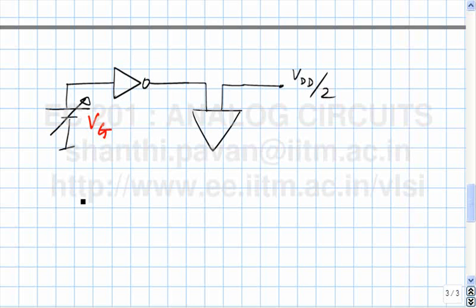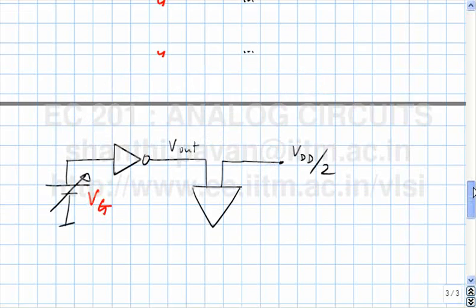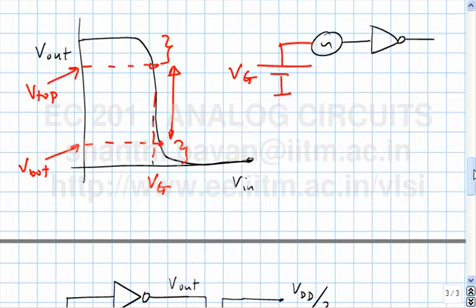And go and tweak Vg based on the difference between the output voltage and VDD by 2. So if the output voltage is greater than VDD by 2, that basically means that you are operating somewhere here. What should I do then? That means Vg is too small, so I must go and increase Vg. On the other hand, if the output was smaller than VDD by 2, it means that Vg is too high, I must go and reduce Vg.